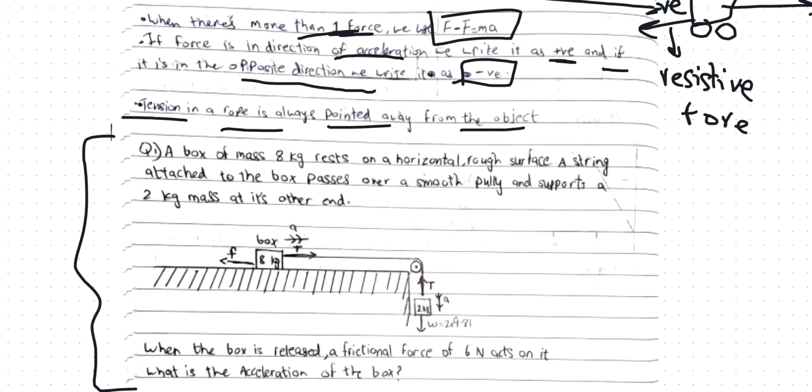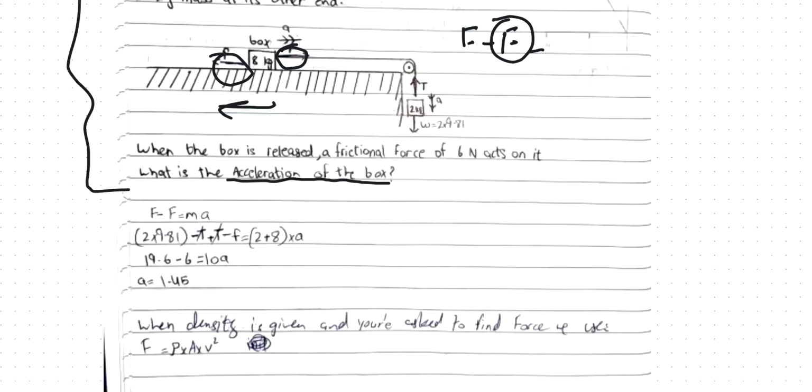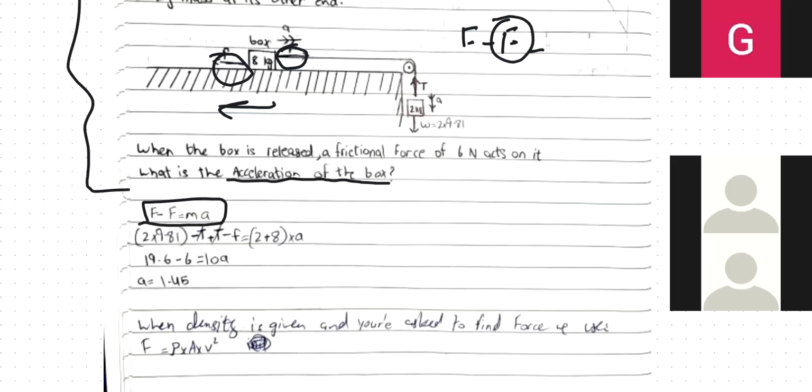All right. So they're asking me to find the acceleration of the box, and they've given me the forces as well. Because I know there are two or more forces, I'm going to use F minus F equals MA, where all of this depends on my box. For example, here, this negative F would be my resistive force. So how do I solve this? First step, I'll write the formula: F minus F equals MA.